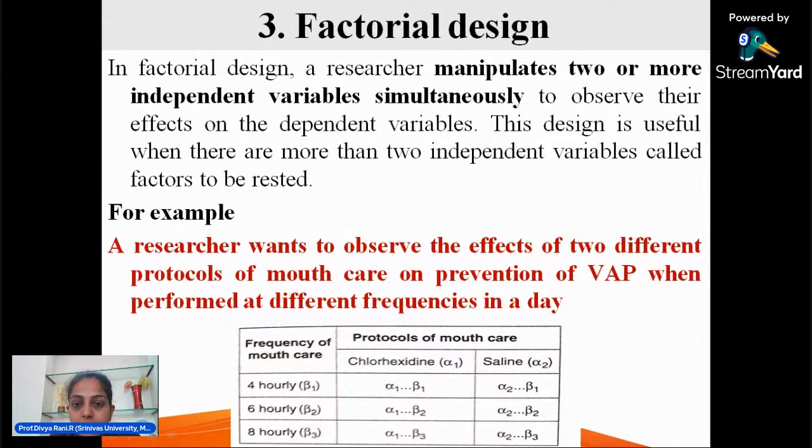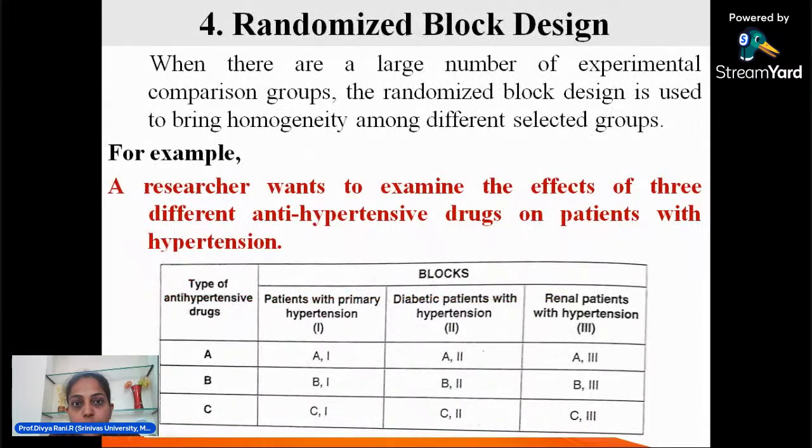Again with the 6th hourly, you will do it with chlorhexidine and with saline. Then again at 8 hourly also, you will do it with chlorhexidine and saline. So if this type of technique is used, you can call it that particular technique. Next one is randomized block design.